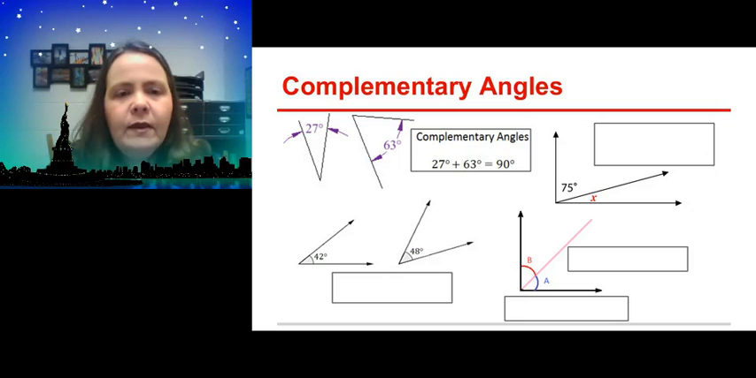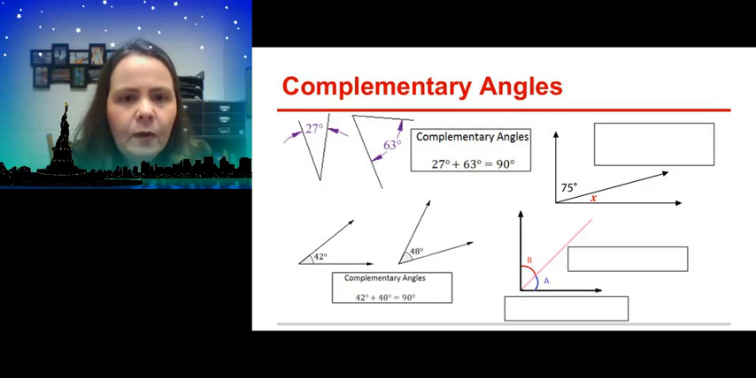So let's see if that relationship continues to hold true. We will look at the 42 and 48. If we add those together, we see that those are 90 degrees. That does happen to be the definition of complementary angles. And again, the 42 and 48, those are non-adjacent.